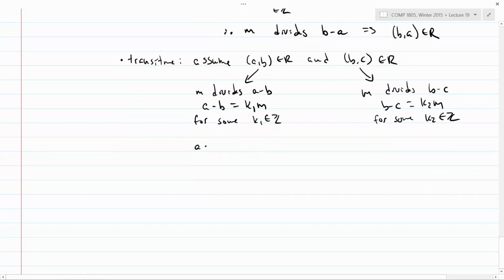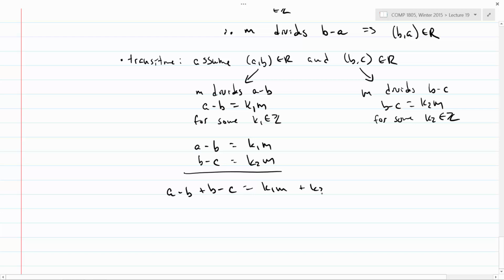So I know that a minus b equals k1 m, and I know that b minus c equals k2 m. So if I add those together, I get a minus b plus b minus c equals k1 m plus k2 m. And now notice that that minus b and plus b cancel. So I get a minus c on one side, and I have a common factor of m on the other side. So I can say (k1 plus k2) times m. Yeah?